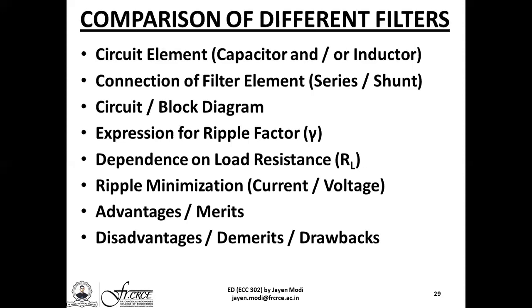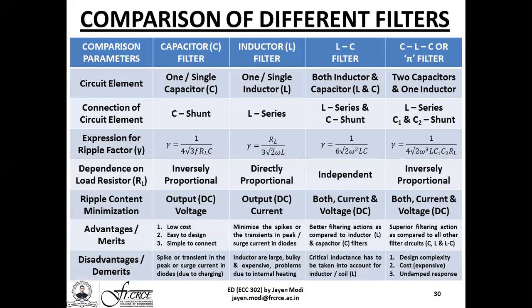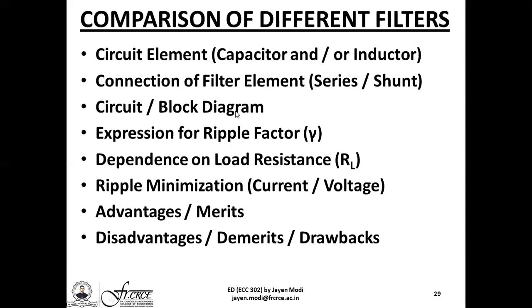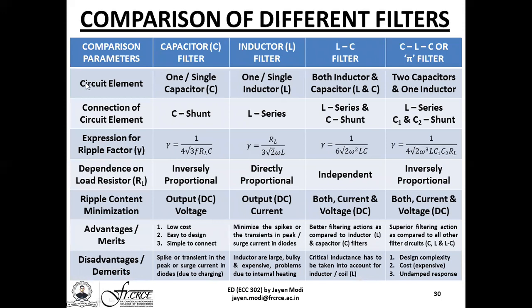So if we put all of these things into a practical perspective, this is the entire table that we get. So we have all the comparison parameters as shown. Of course, I am not showing the circuit or the block diagram because it is apparently too easy to draw. So for the circuit element, this one has a single capacitor, this one has a single inductor. LC uses both the inductor and the capacitor, whereas the CLC or the pi filter uses two capacitors and one inductor. So from the hardware point of view, this one is quite complicated.